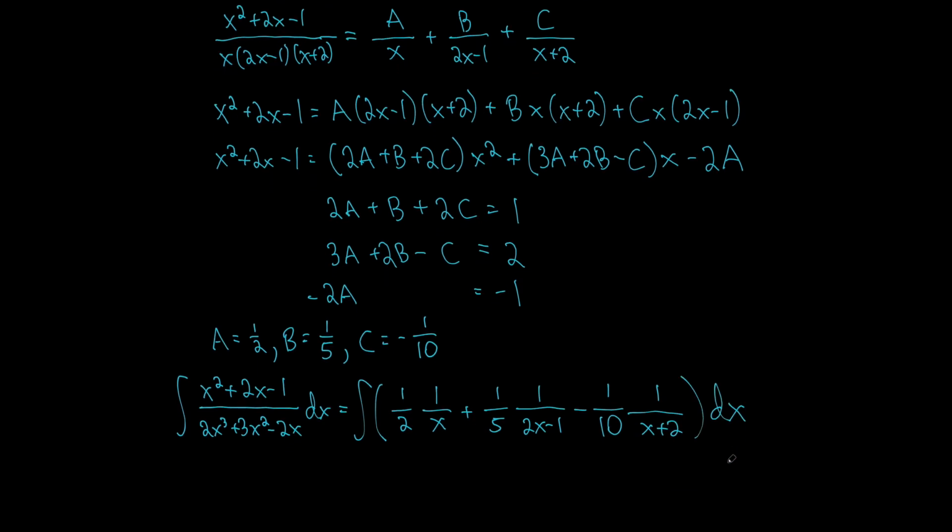And then we just take antiderivatives. So this is half ln absolute value of x plus 1/10 ln absolute value of 2x minus 1 minus 1/10 times ln of absolute value of x plus 2. And I already used the letter c, so how about I use k for my arbitrary constant.